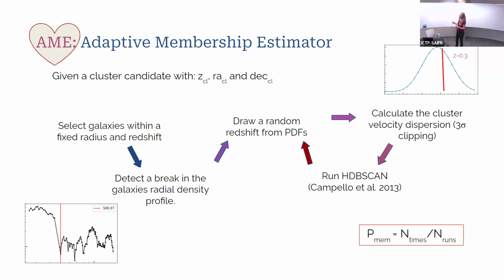And then we repeat the steps several times, like 100 times. We can use all the PDF information and have this membership probability, which will be the number of times that a galaxy is selected as a member over the number of times that we run this process.